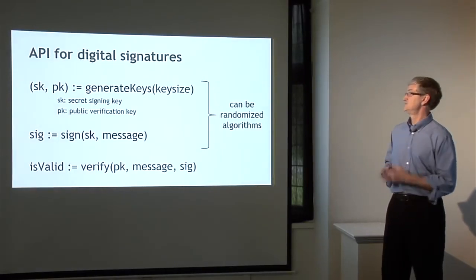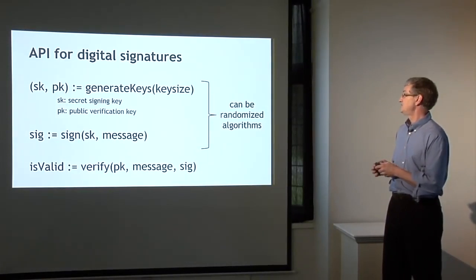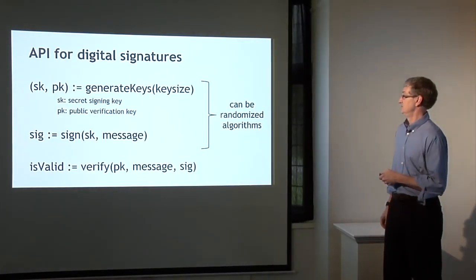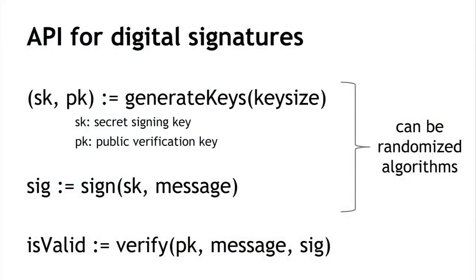So let's get into the nuts and bolts. Here's an API for digital signatures. There are three operations that we need to be able to do. The first is that in the beginning we need to be able to generate keys. So we have a generate keys operation, and we tell it a key size: how big in bits should the keys be? And this produces two keys, SK and PK. SK is a secret signing key. This is information you keep secret that you use for making your signature. And PK is a public verification key that you give to everybody and that anybody can use to verify your signature when they see it.